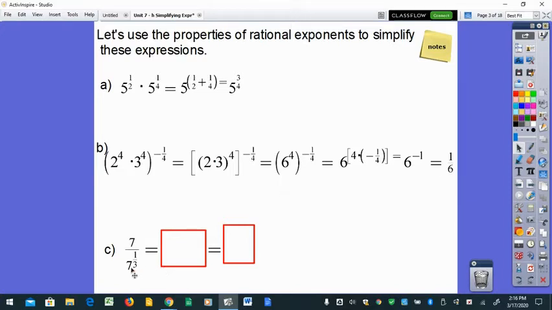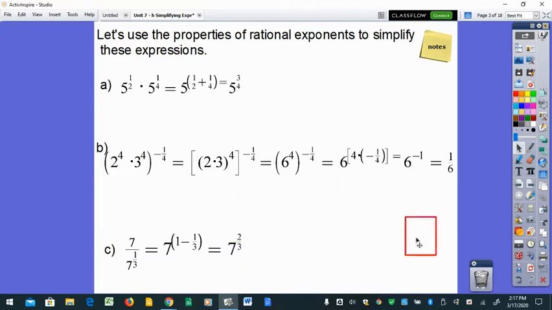And see, I'm noticing this time a common base with a quotient. And remember, our division rule said if you have a common base, you write the common base and subtract the exponents, top exponent minus the bottom. So we would have a common base of 7 to the 1 minus 1/3, which would be 7 to the 2/3. Let's take a look at some other problems here.